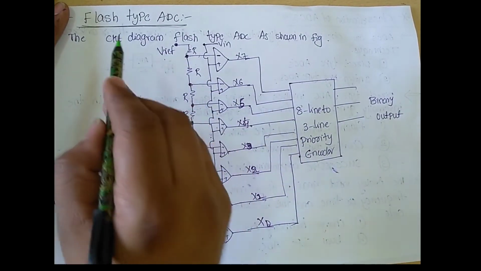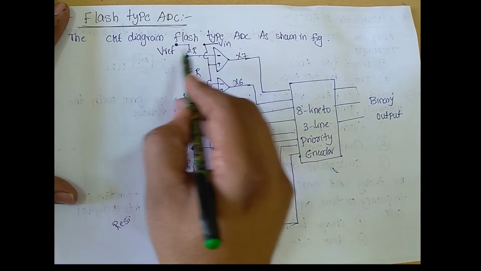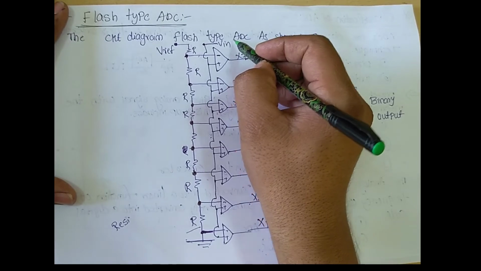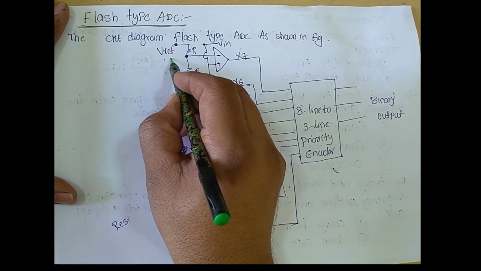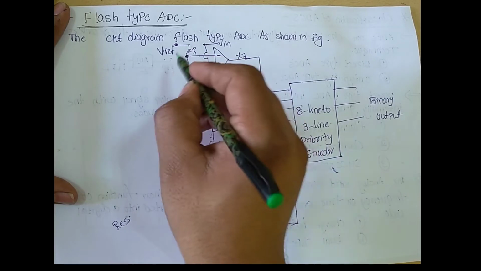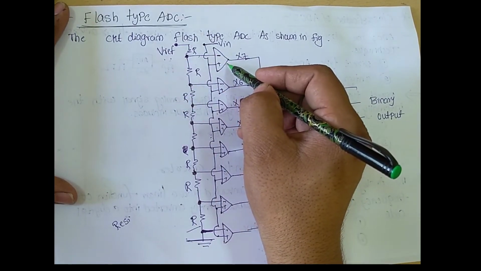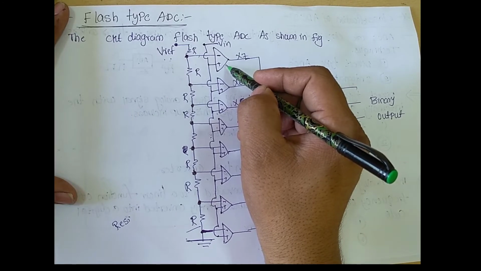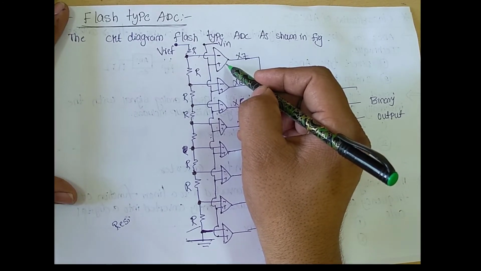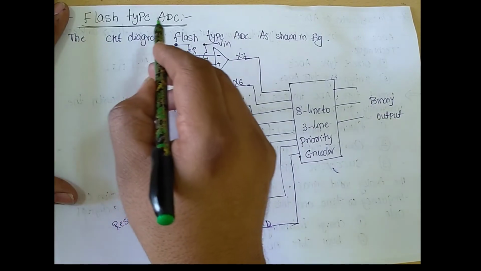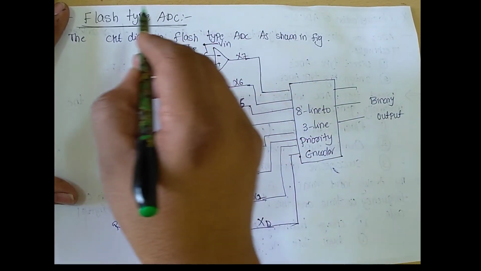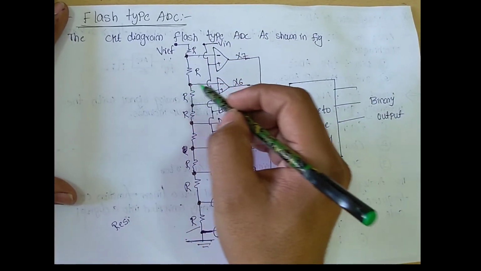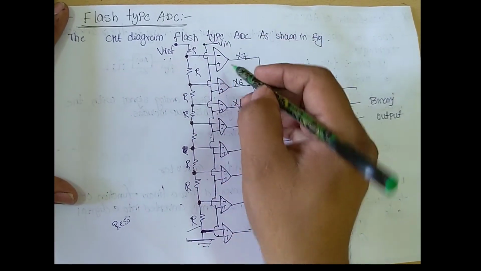In this flash type ADC we give two input signals: the analog input signal and the reference voltage. These two signals are given to the inputs of an operational amplifier, and we know that an operational amplifier can act as a comparator. So this flash type ADC is also called the comparator type of analog to digital converter, because the circuit is constructed using comparators.